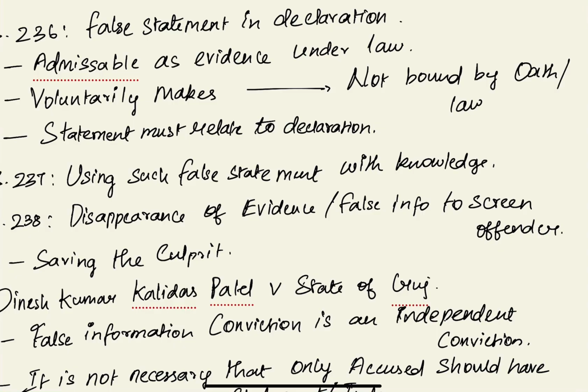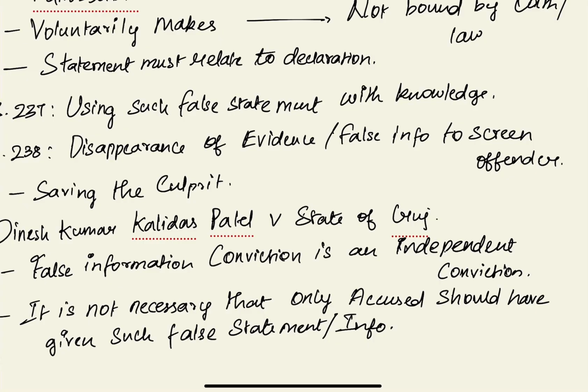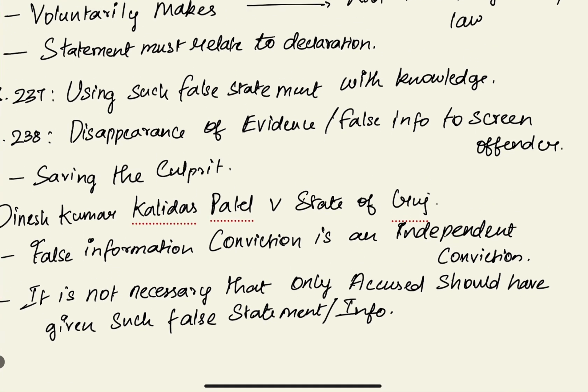Under section 238, when a person makes disappearance of evidence or false information to screen an offender, generally to save the culprit. So the whole purpose here is to save the culprit, and he makes the evidence or information disappear in order to save the culprit, then he or she shall be liable under this section. And the case law for this section would be Dinesh Kumar Kalidas Patel versus State of Gujarat.